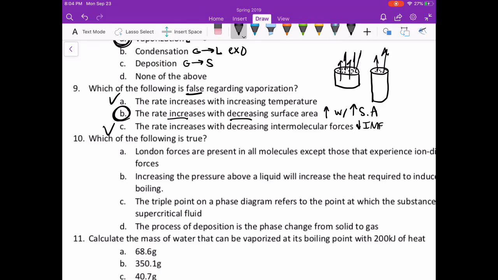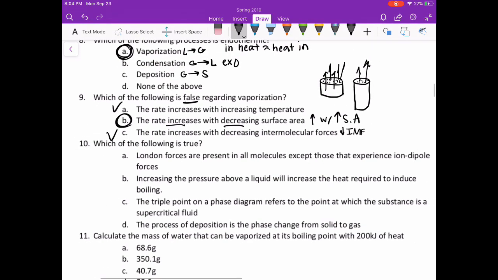So 10. Which of the following is true? A, London forces are present in all molecules except those that experience ion-dipole forces. Okay, I know that's not true. B, increasing the pressure above a liquid will increase the heat required to induce boiling. Yes, that is going to be true.